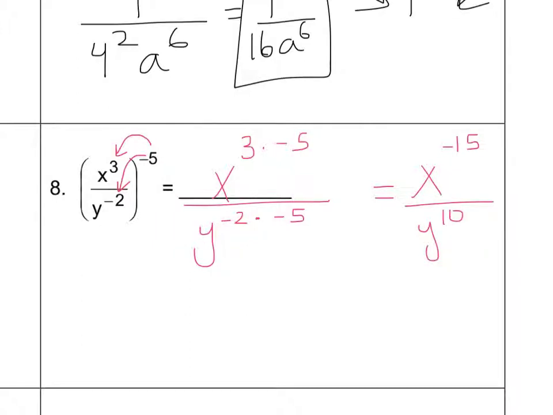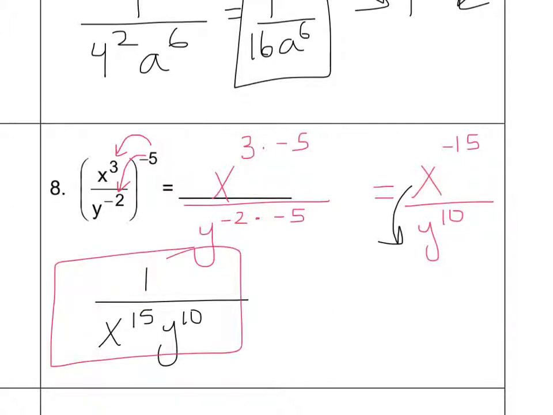Now, as you can see, x to the power negative 15 has a negative exponent, so you need to move it down. However, y to the power 10 has a positive exponent, so it stays where it is. So it's going to be 1 over x to the power 15, y to the power 10. Remember, since you moved x to the 15th down, there's nothing left on the numerator, so you have to put the 1. So the final answer is 1 over x to the 15th, y to the 10th. Now let's move on to number 10.